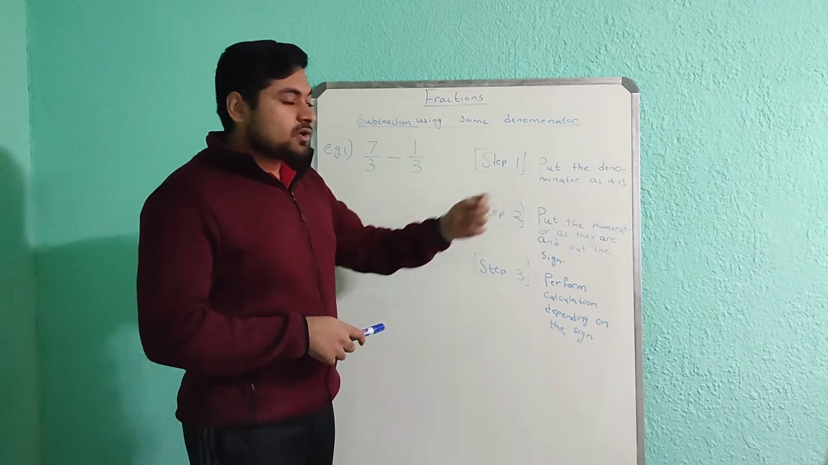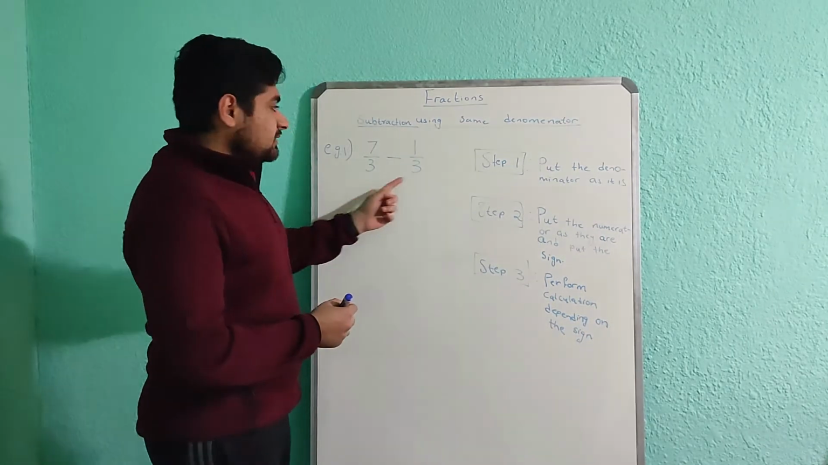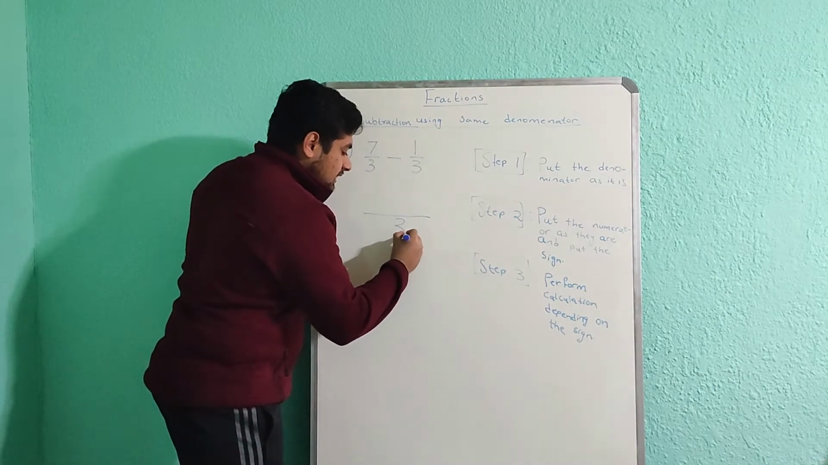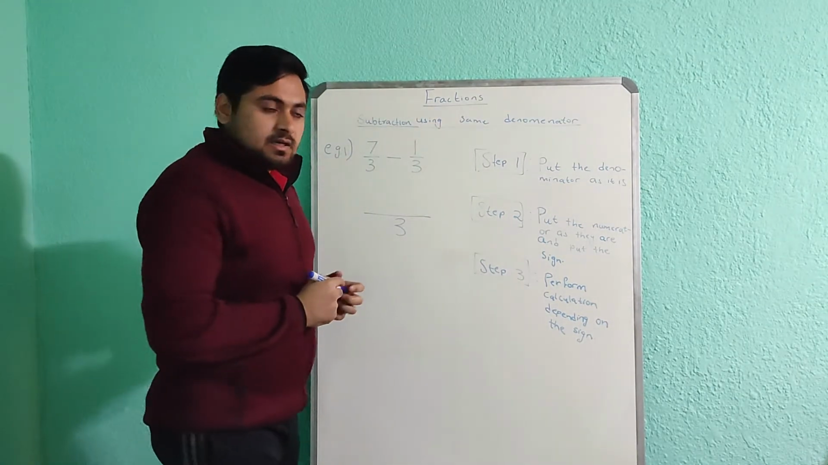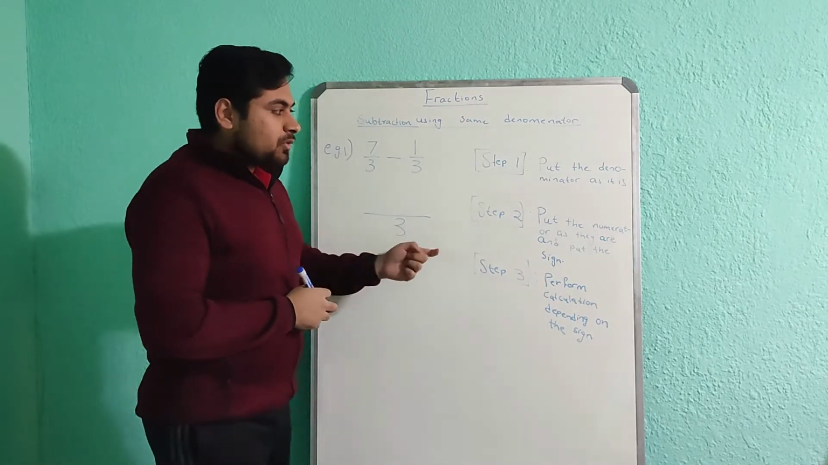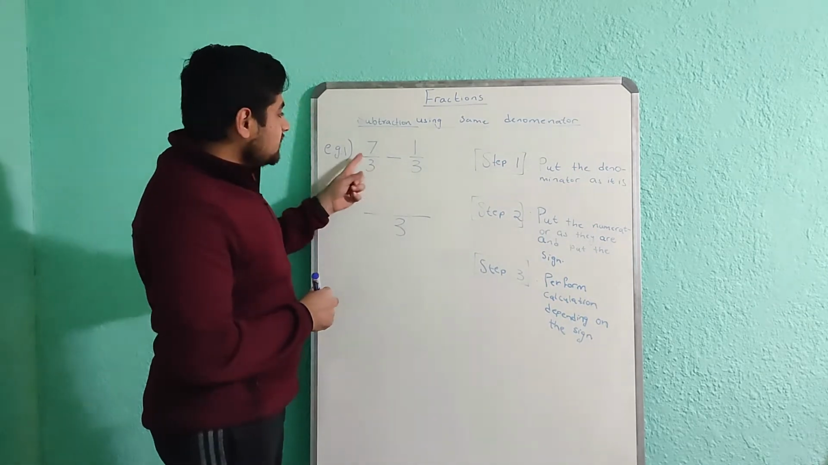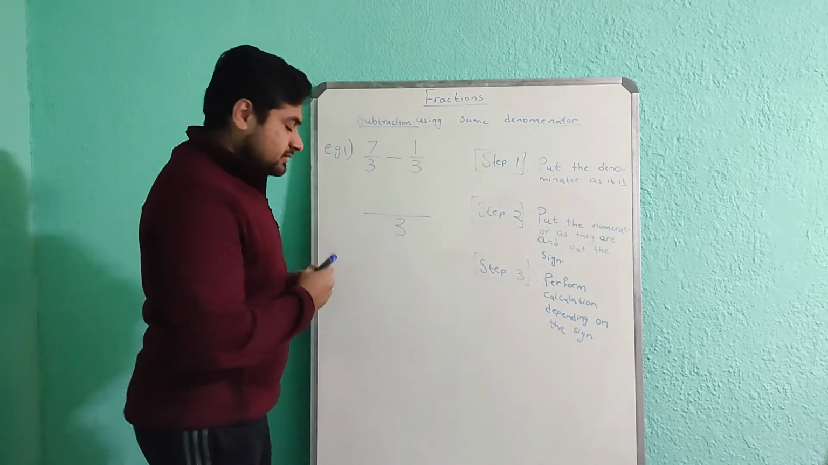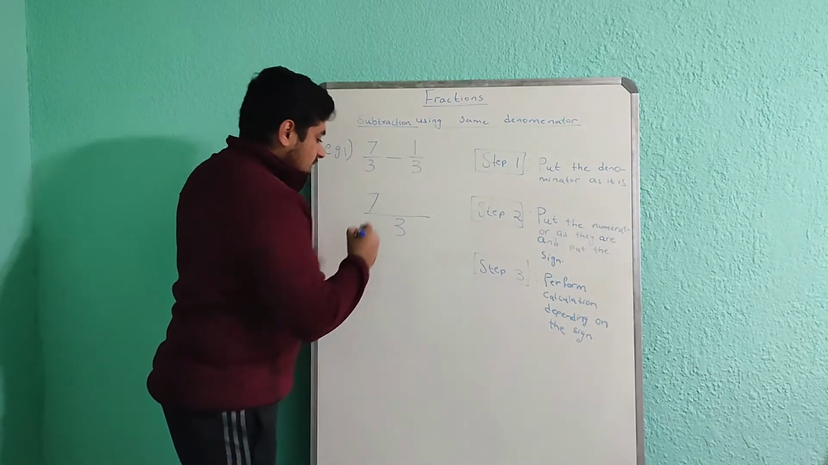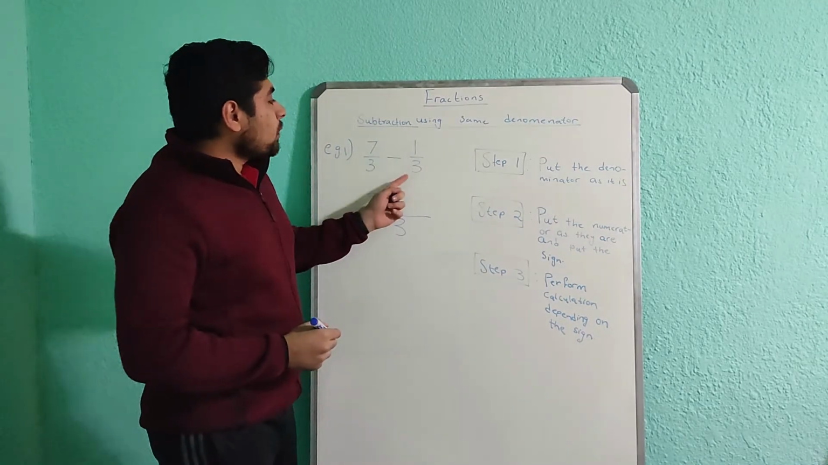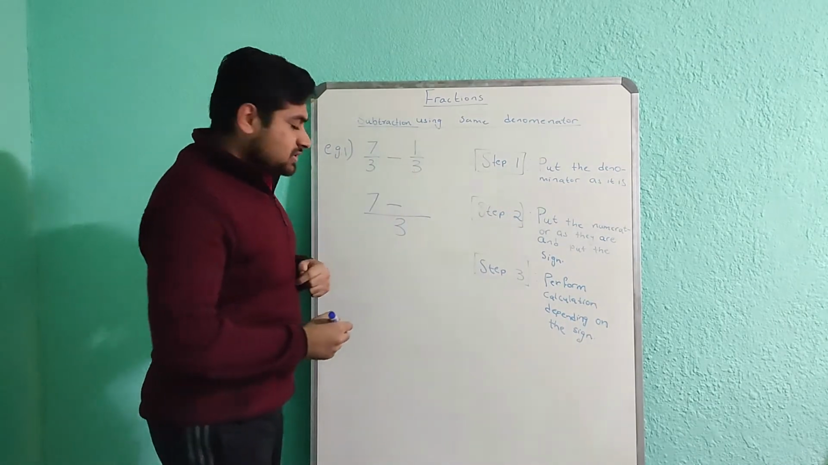It says put the denominator as it is. What is our denominator? 3. So we put 3 as it is. Now second step, put the numerators as they are and put the sign. What is the numerator of the first fraction? 7. And the sign is negative. And what is the numerator of the second fraction?